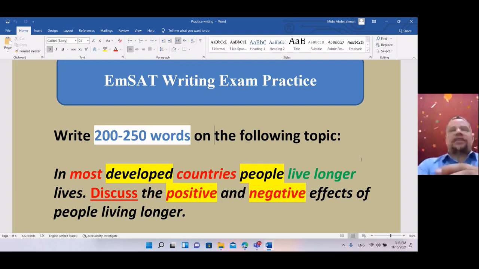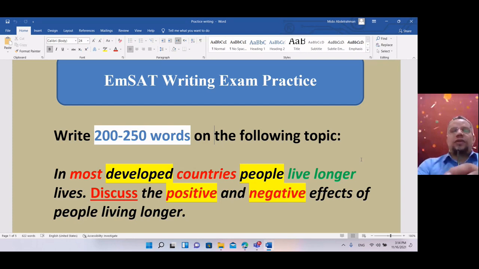So we have now the text of the question. Write 200 to 250 words, the amount of words, maximum 250, minimum 200. So you can write 210, 220, 230, 240, 245, 250, but not more. And in the question, you have to analyze it. You have 5 minutes to do that. So you have to analyze the question, reading it and dividing it into many sections.